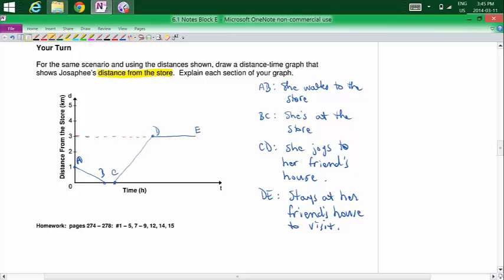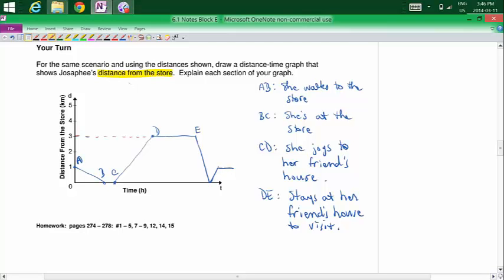And then she runs home. She's running, right? She's not jogging. So we're at 3 kilometers away from the store. She runs, so it should be a steeper line. Now, when we get to the x-axis here, she's at the store, but she keeps running. She's got to run home, which we know is 1 kilometer away from the store. And so the same steepness of line, and then she'll be staying at home, so we can draw a little line like that there.